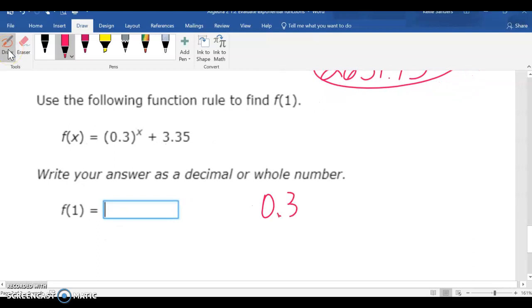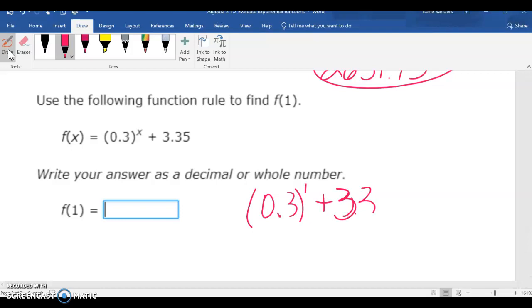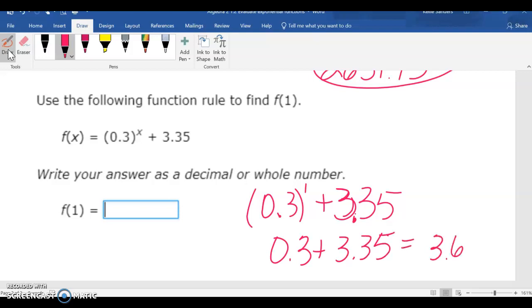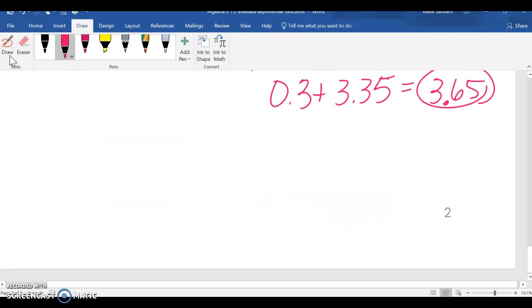Zero 0.3 to the 1 plus 3.35. Anything to the 1 is what it is. 3.65. That's it.